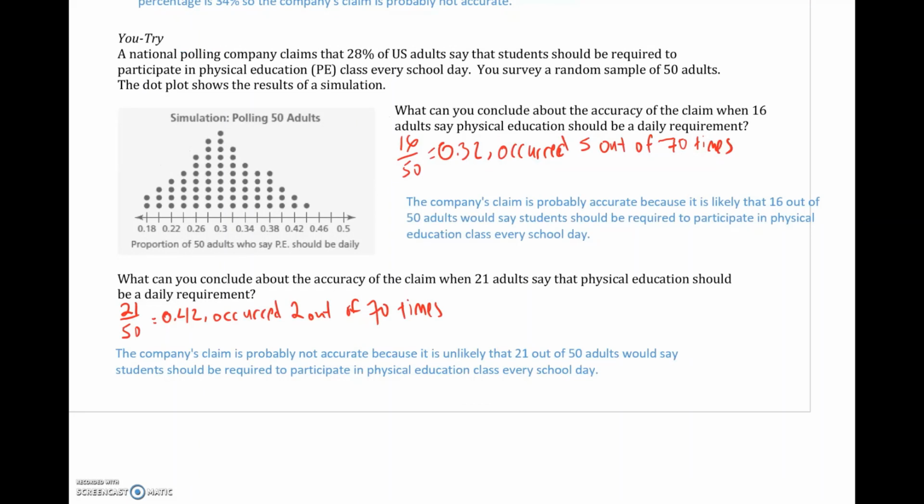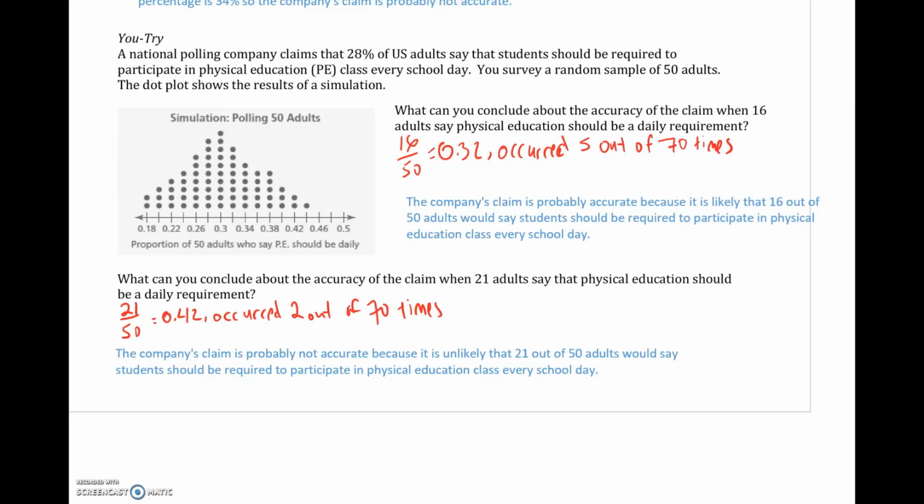So, oops, I forgot to tell you to pause, but hopefully you remember to pause to try out those you-try problems. But again, if you just counted up the dots, you'll see we had 70 trials for this simulation, and we're just using the claim, or the survey information, to analyze the claim. So with the first one, 5 out of 70 times we had in the simulation 16 adults saying that PE should be a daily requirement. So it's not a small number.